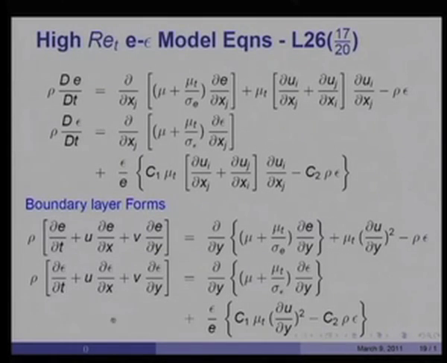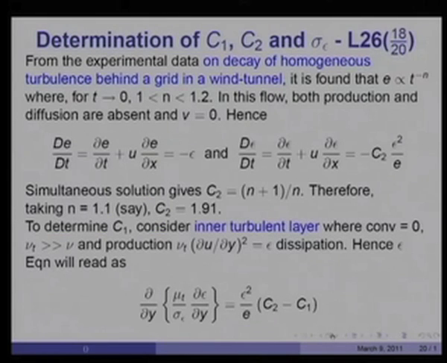minus dissipation, and for dissipation this would be the convection term, this will be the diffusion term, and this will simply be mu t du by dy whole square minus c2 rho epsilon. The question now is, how do we determine c1 and c2 and sigma epsilon? These are determined from observation of experimental data in decay of homogeneous turbulence.